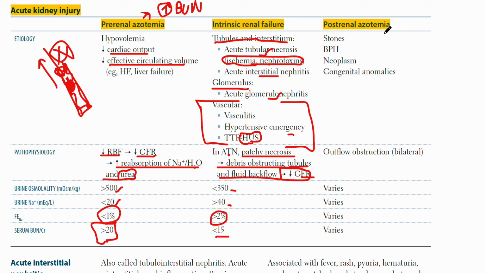And in post-renal azotemia, it is everything except kidney. It can occur due to stones in the urinary tract, ureter, right? Or in the urinary bladder, urethra, anything. And it can be due to benign prostatic hyperplasia, neoplasia, like prostate cancer can also do that, and congenital anomalies. And also here, urothelial carcinoma can also do that. Congenital anomalies can also cause postrenal azotemia.